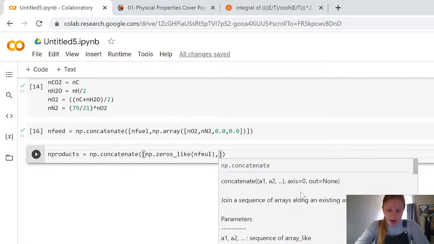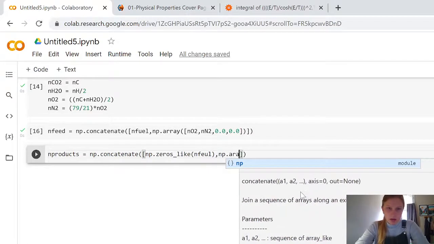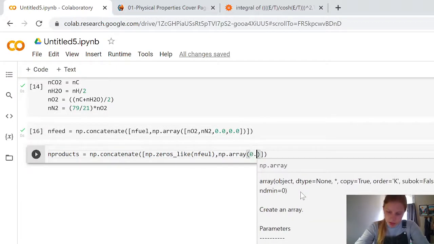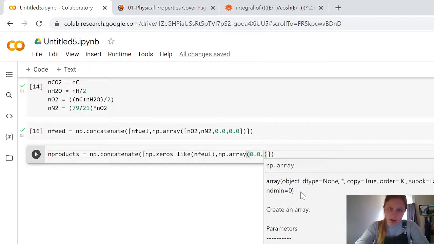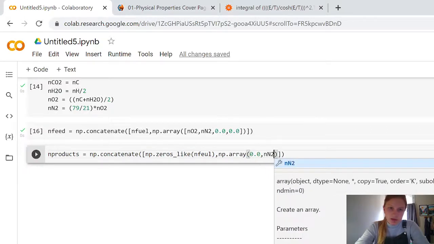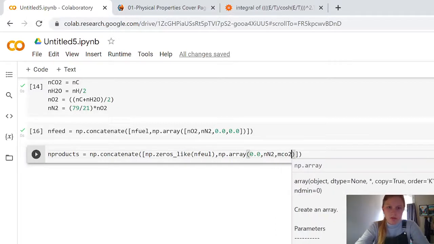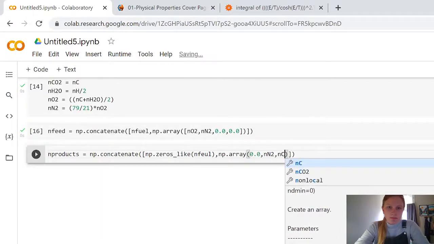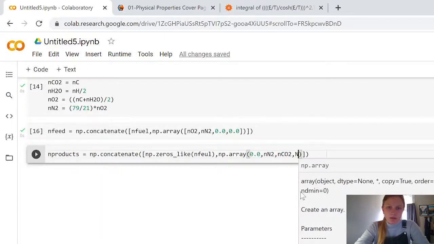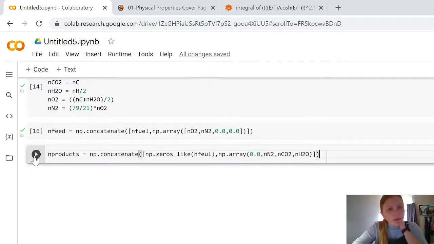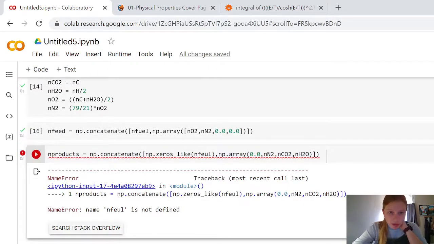And then we will have our array again, and this time we will have 0 of our oxygen, we will still have moles of nitrogen, and then we will have moles of CO2 and moles of water. Oh, I keep doing everything wrong, because I can't spell.